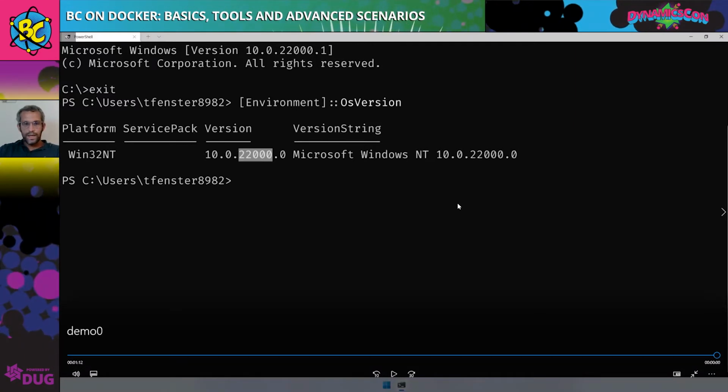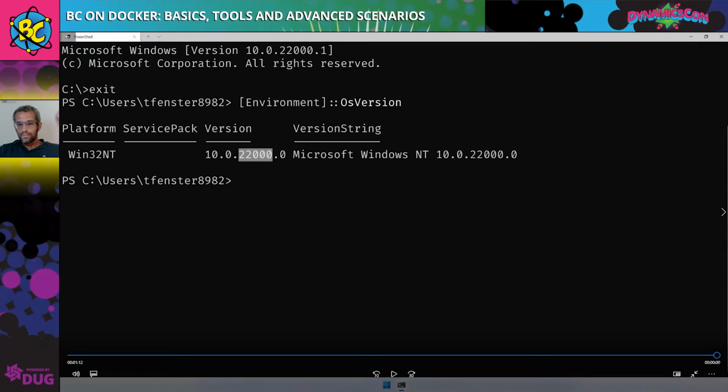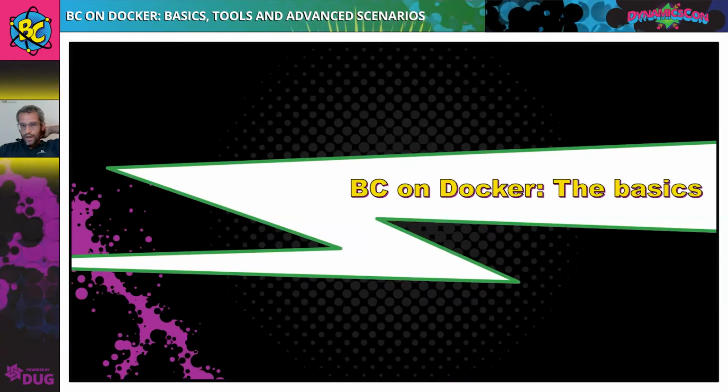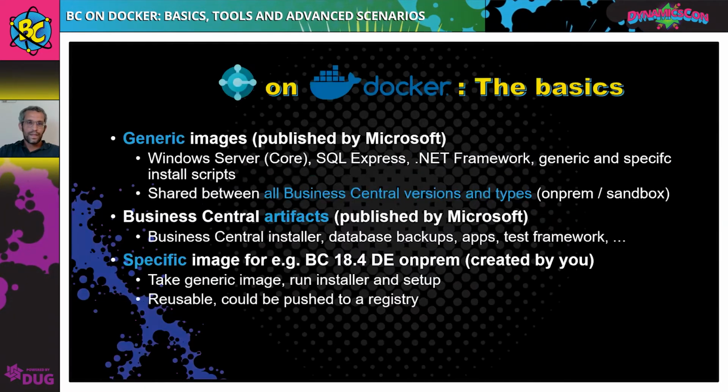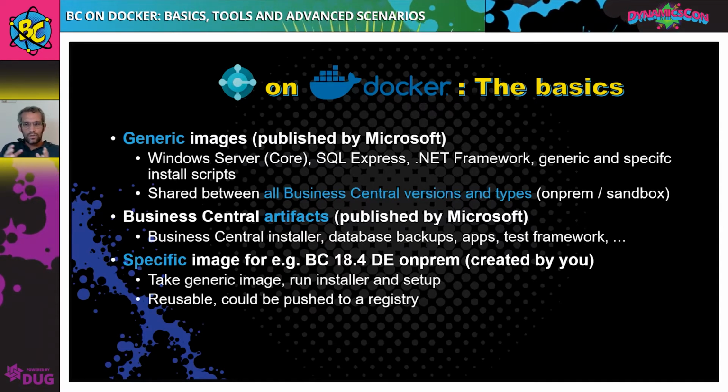Okay, so let's get back to the presentation. Those were the basics. Now I want to talk about the basics of Business Central on Docker. We've now covered the general Docker stuff. Business Central works in a way that we have a generic image that is published by Microsoft that uses Windows Server Core. It has SQL Express, it has the .NET framework, and it has a lot of scripts. And those are shared between all of the Business Central versions and types. The different types are on-prem and sandbox. So that means that we can reuse the generic image for all the different versions.